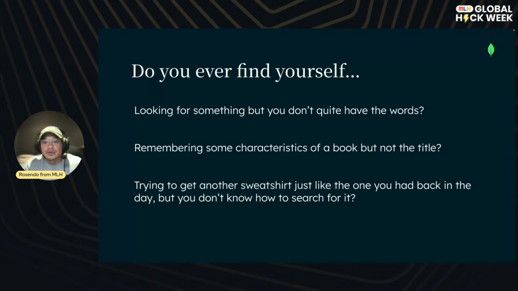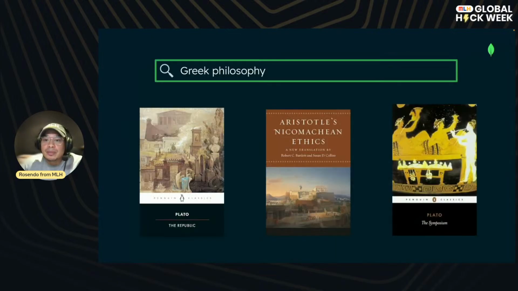So for instance, maybe you can only remember the color of the book cover, or the images on the book cover. These are things that lexical search isn't really going to be able to help you with. So that's where vector search essentially comes in.